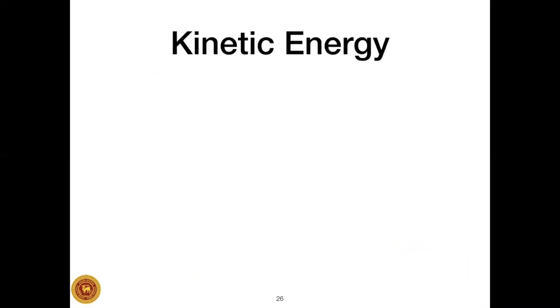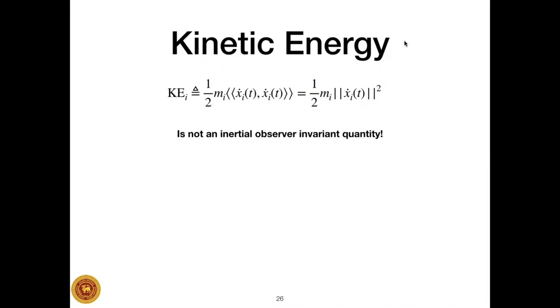I will conclude this lecture by defining a new quantity called kinetic energy. It is simply defined to be one half times the mass times the Euclidean norm squared of the velocity. So if you notice, since the velocity is not an inertial observer invariant quantity, the kinetic energy is also not an inertial observer invariant quantity. So two different inertial observers will measure the kinetic energy of the same particle to be two different quantities.